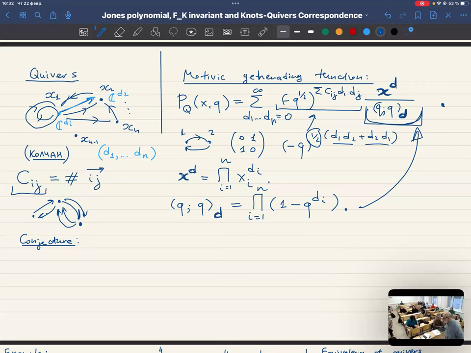So the conjecture about this generating function for the quiver. And let's just say it for the FK invariant. The conjecture is that the FK invariant can be written in this way using this motivic generating function.